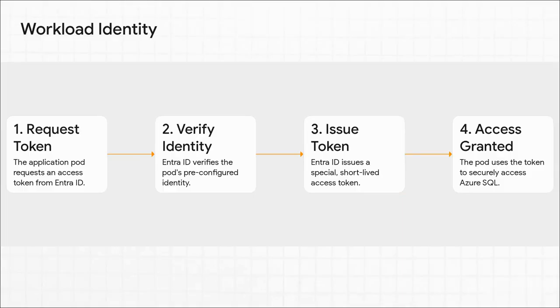So how does this magic key work? It's actually a beautifully simple 4-step dance. First, your app pod pings Entra ID and says, hey, I need a token. Then, Entra ID checks out the pod's identity, which you've already set up. If everything looks good, Entra ID issues a special, super short-lived access token. Finally, your pod takes that token, shows it to Azure SQL, and gets access. The best part? No stored secrets, no keys under the doormat, just clean, secure access.